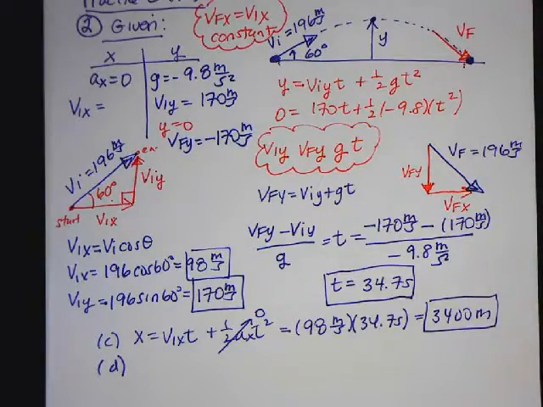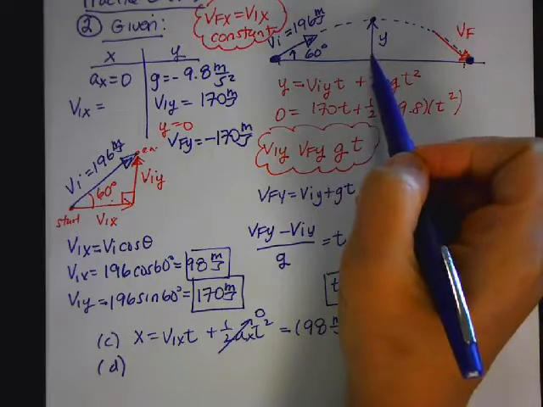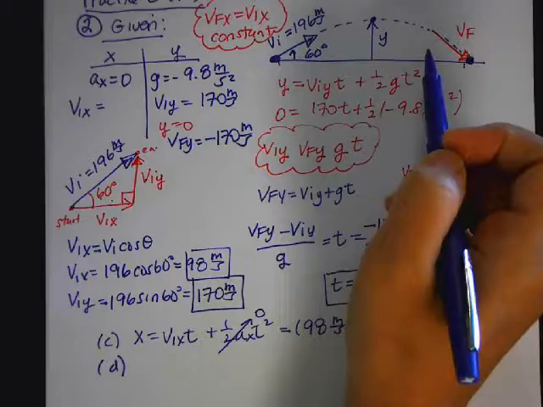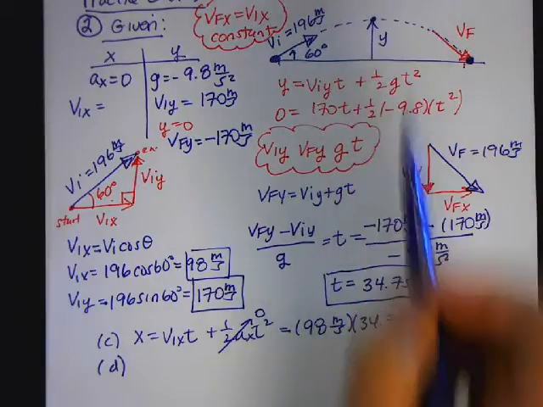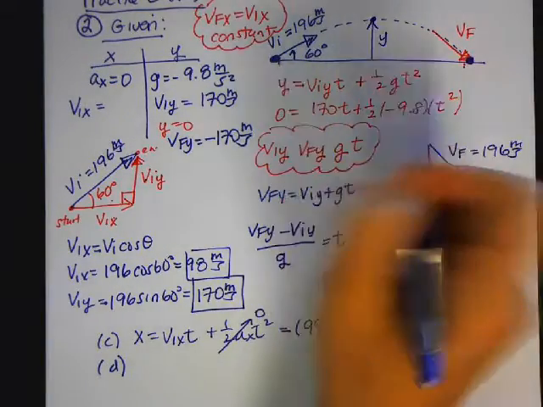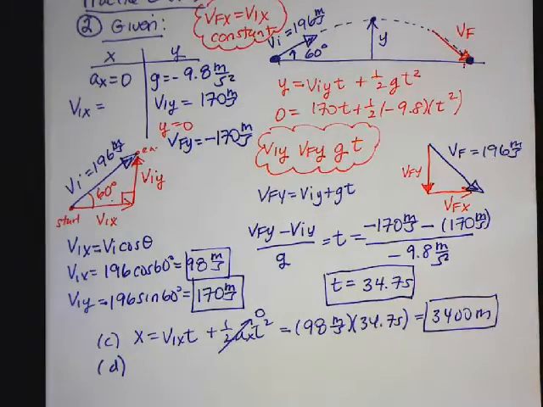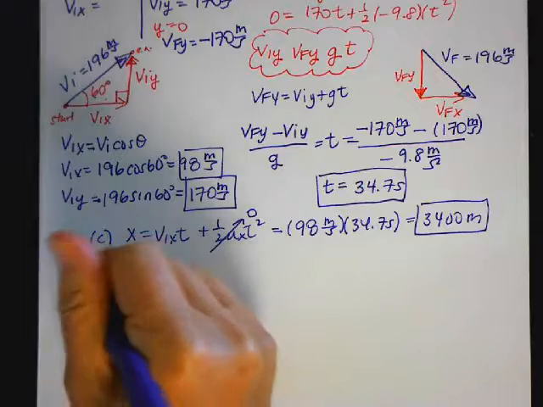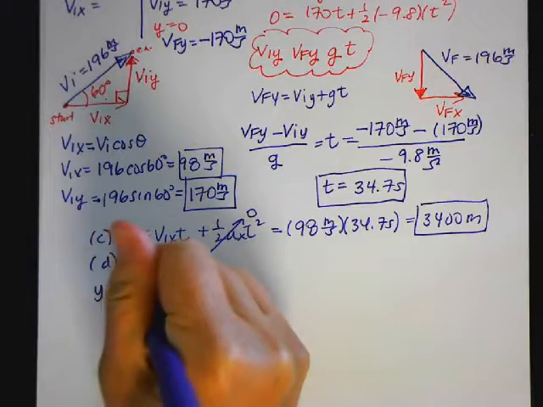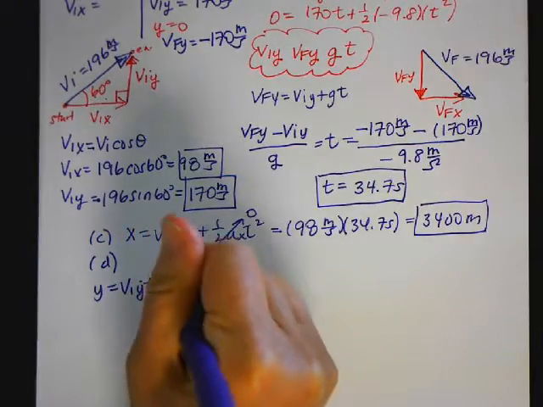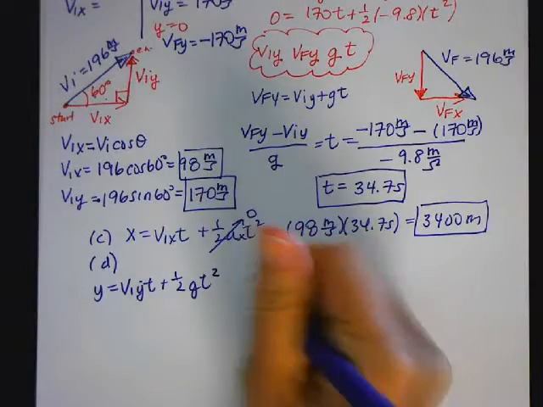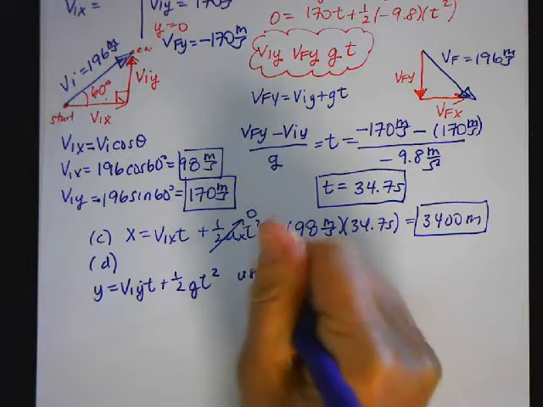Okay. So now I'm going to show you two ways to do this. This maximum height occurs in half the time. So what I can do is take my total time from here to here and use half the time. So to do it that way, I could say y is equal to VIYT plus 1/2 GT squared, but I can use half the time.